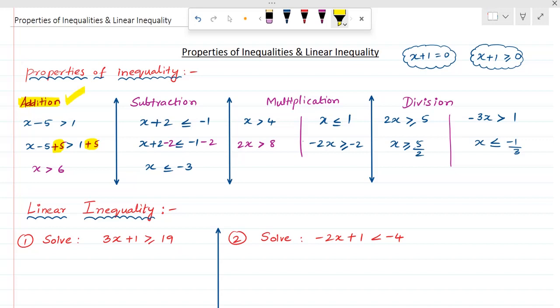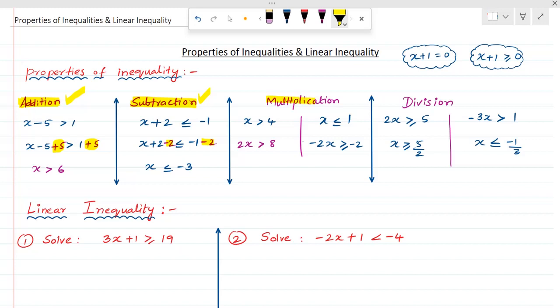Now similarly, when you have the expression x plus 2 is less than or equal to minus 1, I have to move the 2 to that side, it becomes minus 2. So when I subtract 2 from both sides, the inequality doesn't change. This is the second property, using addition and subtraction. When you add and subtract, the inequality never changes.